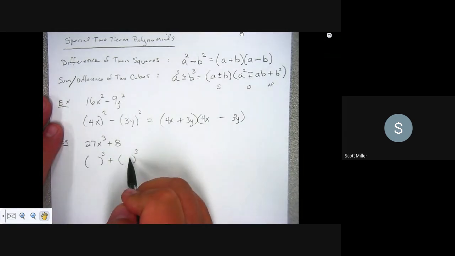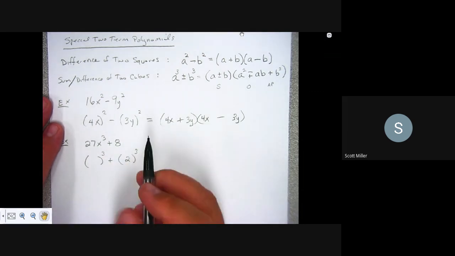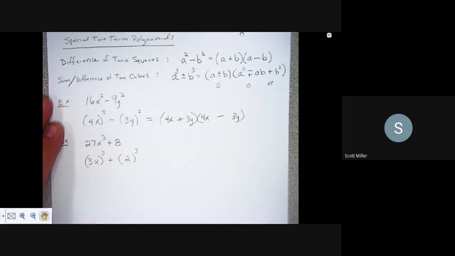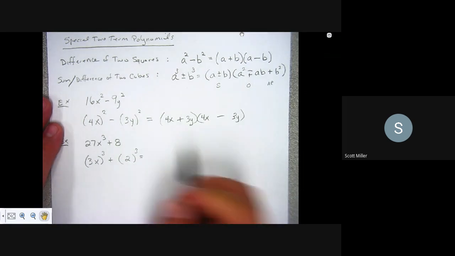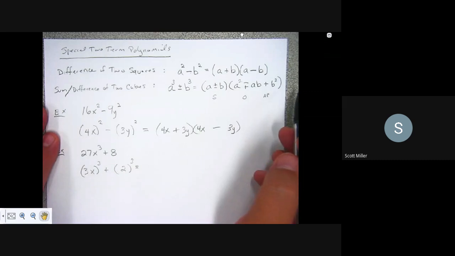8, hopefully you'll get used to this by now. 8 would be a 2, because 2 times 2 times 2 is 8. And 27 is another common one you'll see a lot, and that one's the 3. Following the formula, I always do the signs last, just so you know. When I do factoring, the signs are the last thing I plug in.